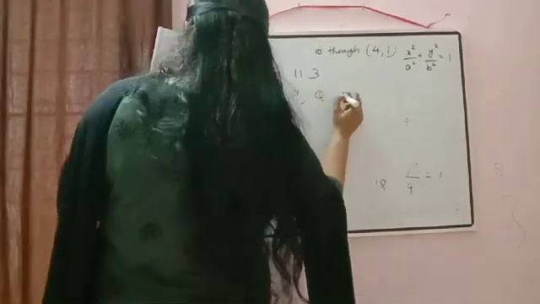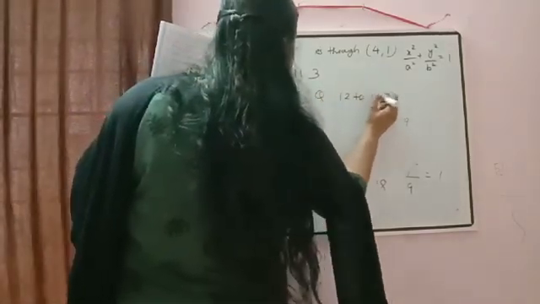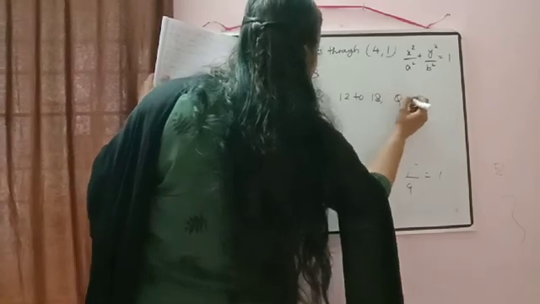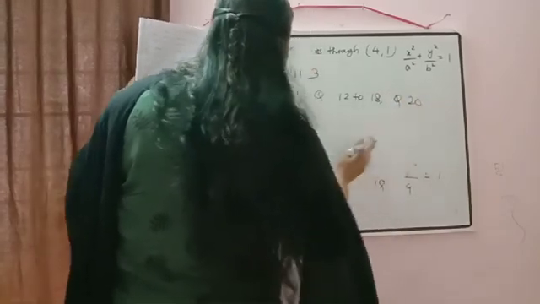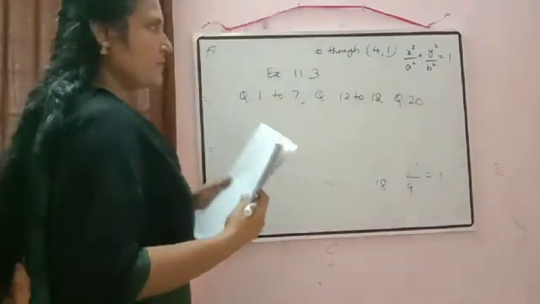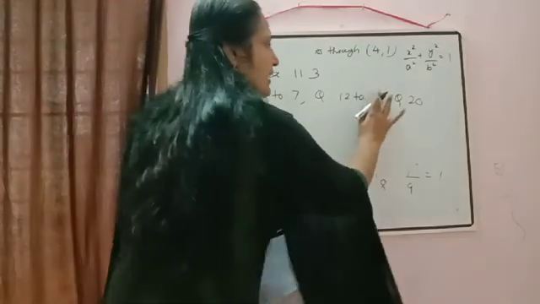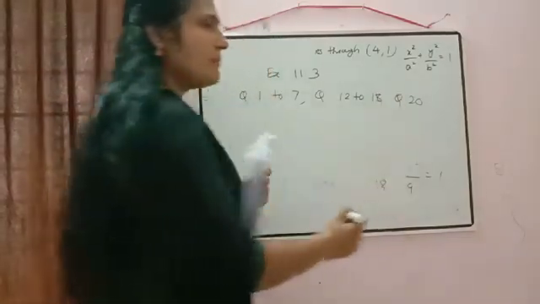Question number 1 to 7, then question number 12 to 18, and question number 20. Remaining questions we discussed. Question number 1 to 7, question number 12 to 18, and then question number 20.